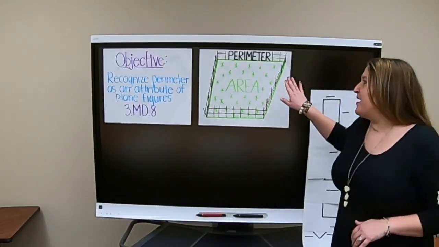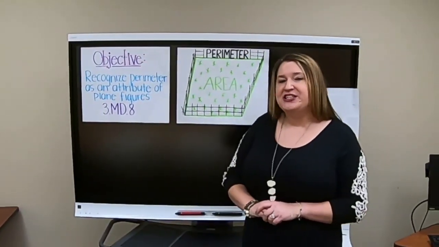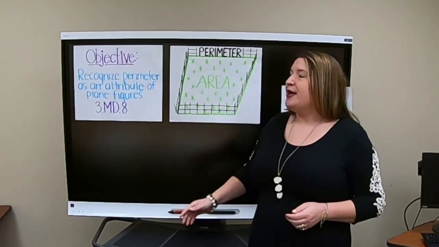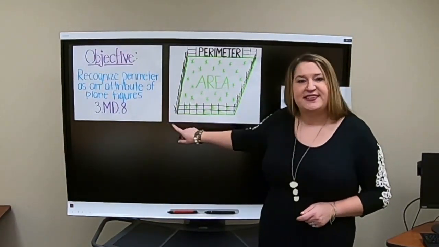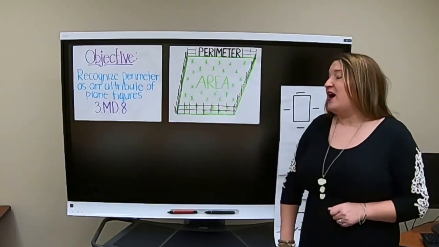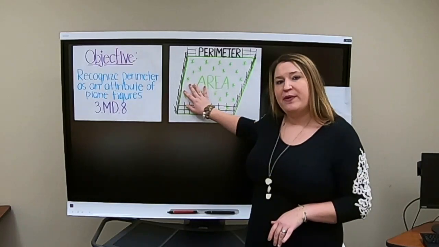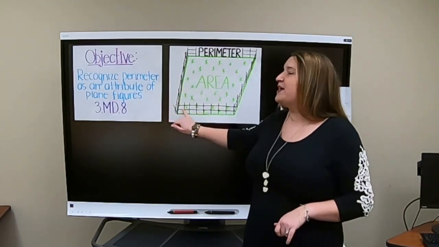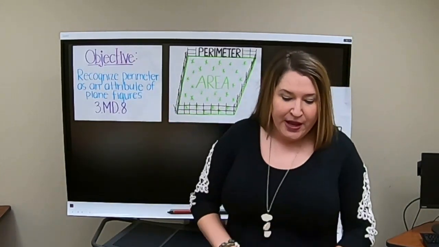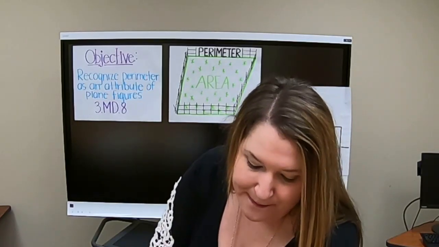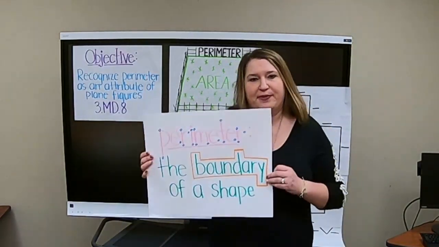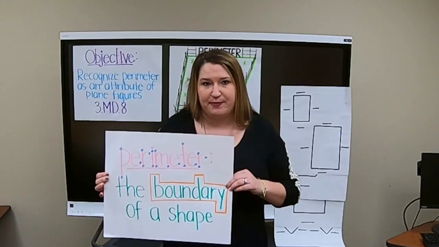All right, so I want to show you my little image that I have here so that we don't confuse perimeter and area. Perimeter is your fence. It's the outside of a plane figure. And the area is the inside. So we're not going to talk about area today. We're going to solely focus on perimeter. Perimeter is the boundary of a shape. It's the boundary of a shape, okay?